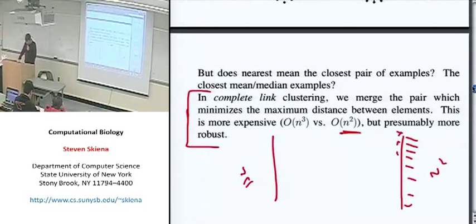Okay, let me think what I'm trying to say here. My claim is you can do single linkage clustering in n squared time using Prim's algorithm for minimum spanning trees, okay? You still remember Prim's algorithm for minimum spanning trees? It took n squared time, right?